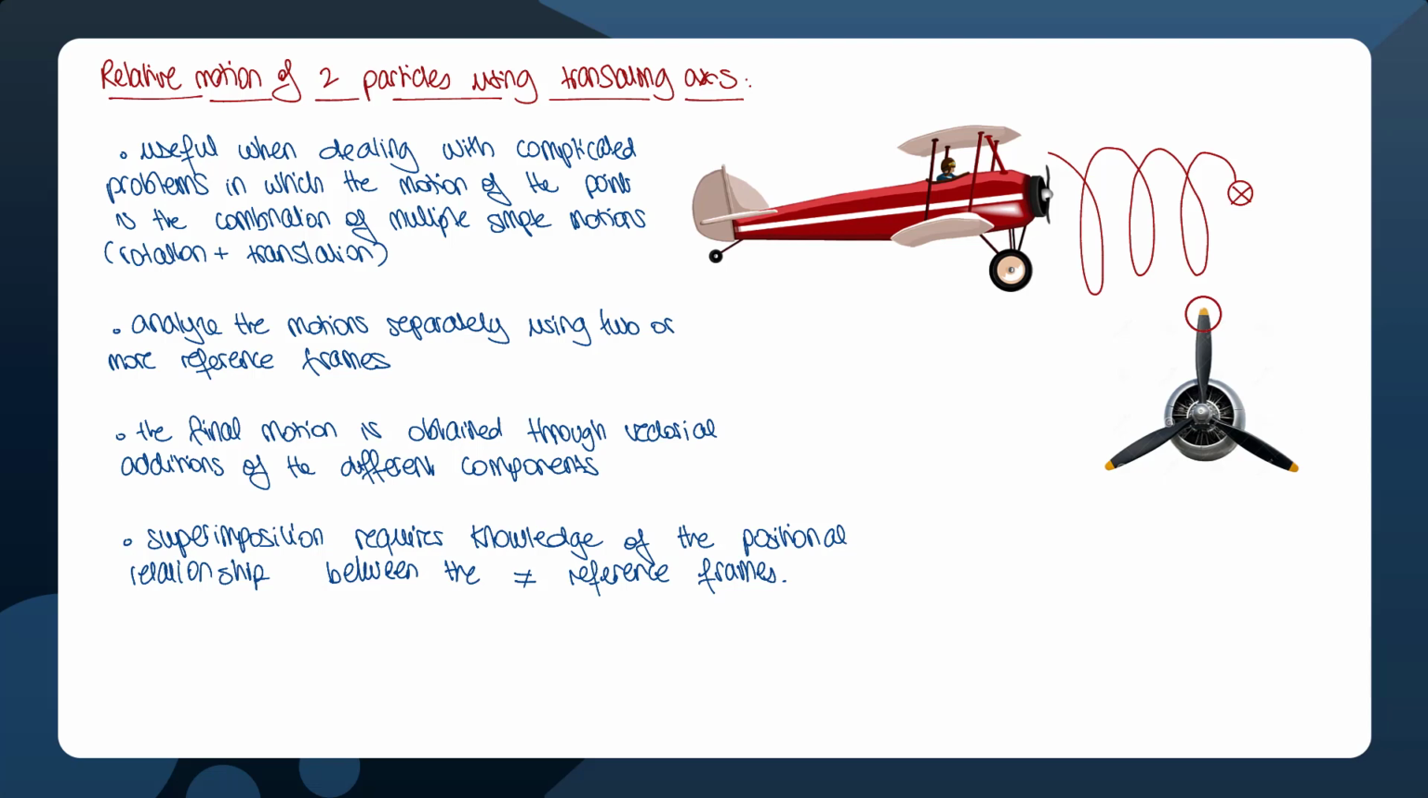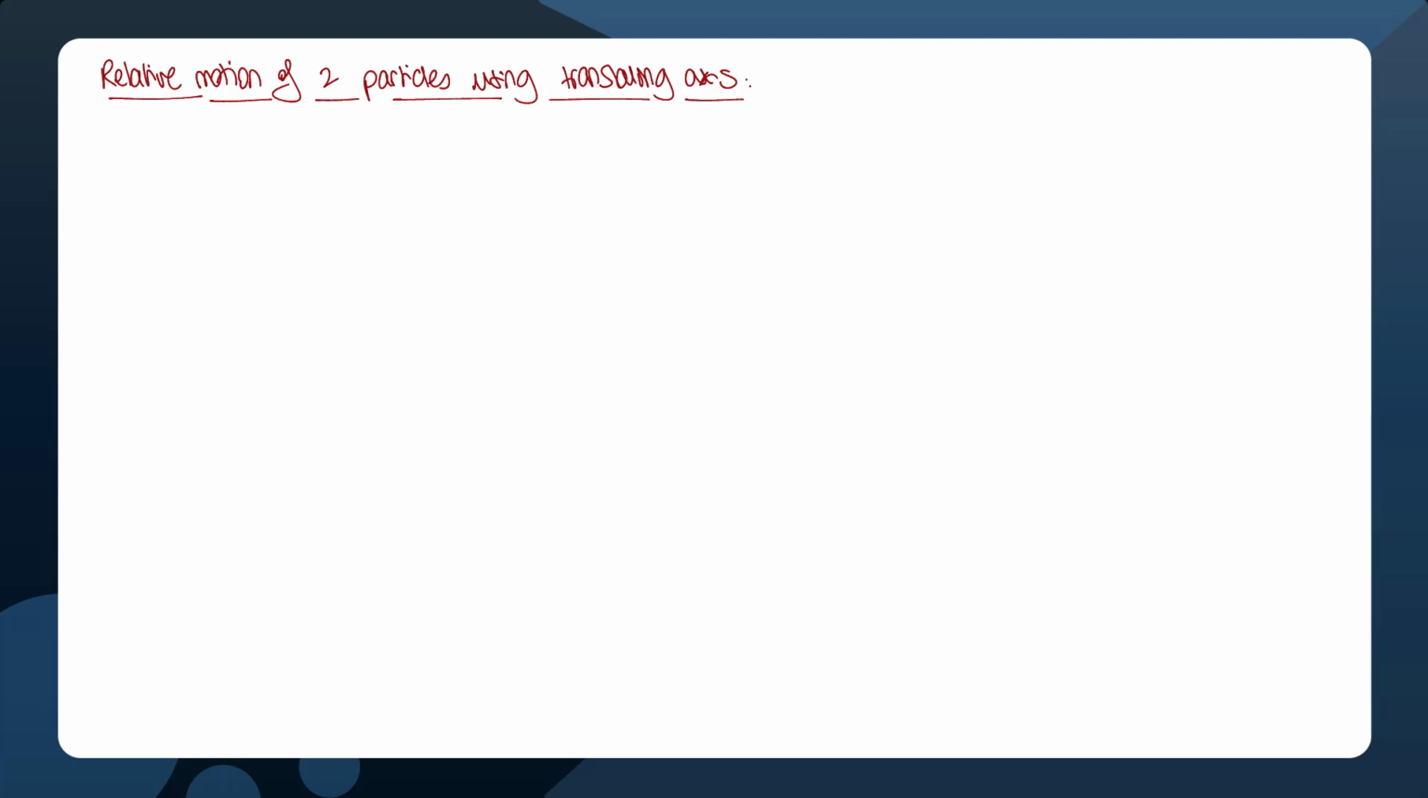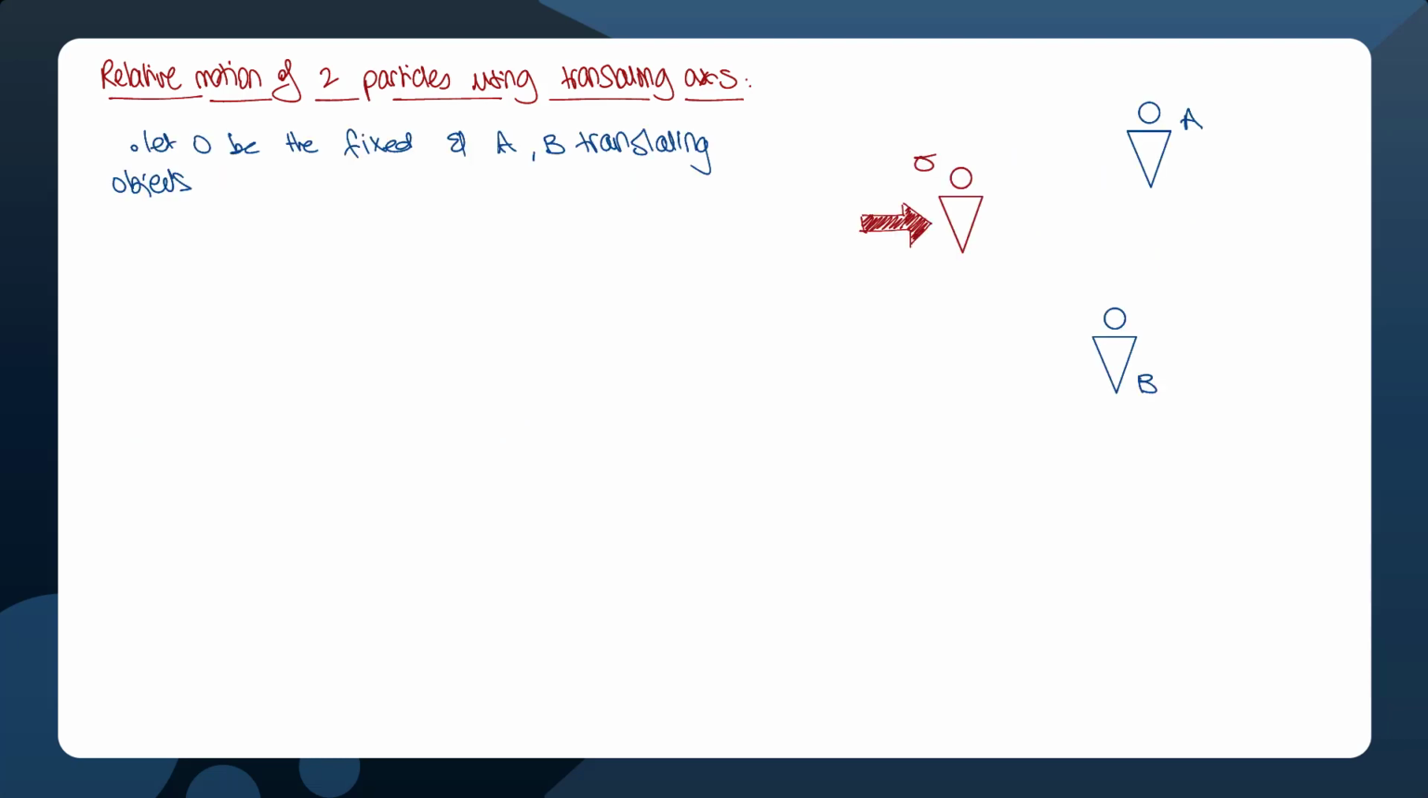Let us now look at an example that would help clarify the previous discussion. Let us assume that we have three individuals: O, who is fixed; A, who is moving, translating; and B, who is also translating. Now let us assume that O has no means to see B, so it cannot know where B is located, but can only see A and talk to individual A.